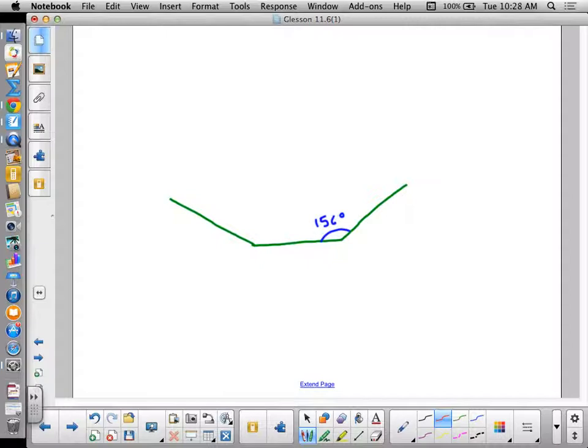Now, the easiest way to figure out the number of sides is actually to use the exterior angle. If each interior angle is 156, what's the measure of each exterior angle? 24 degrees. What's the sum of the exterior angles? Always? 360. So 360 divided by the number of sides equals 24 degrees.